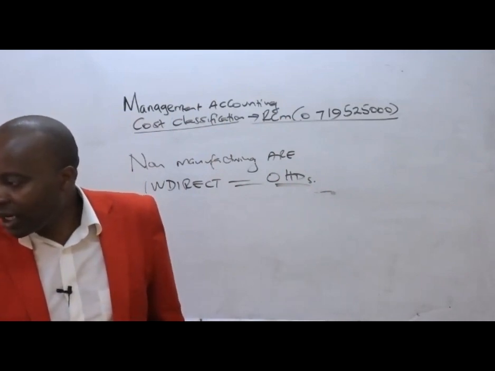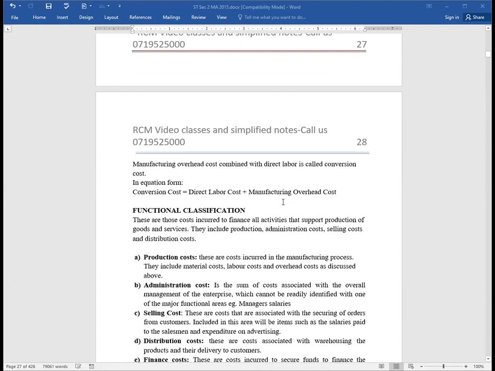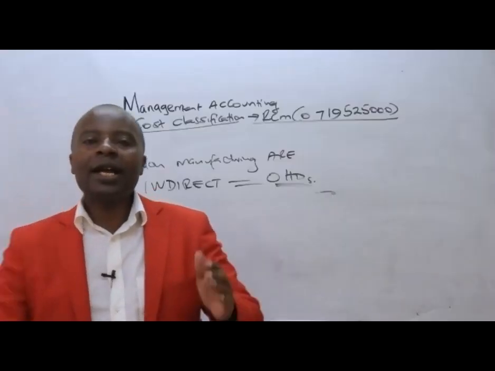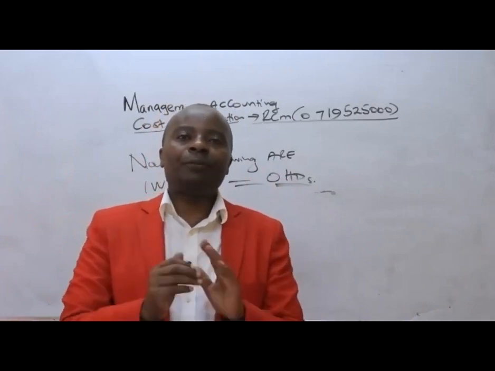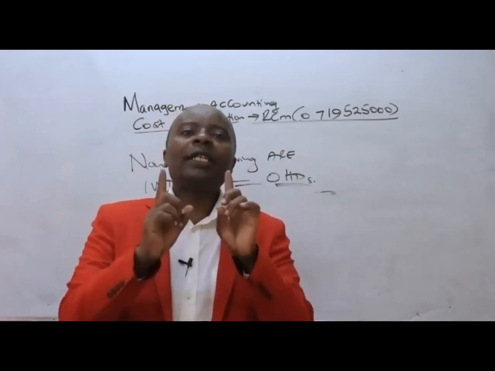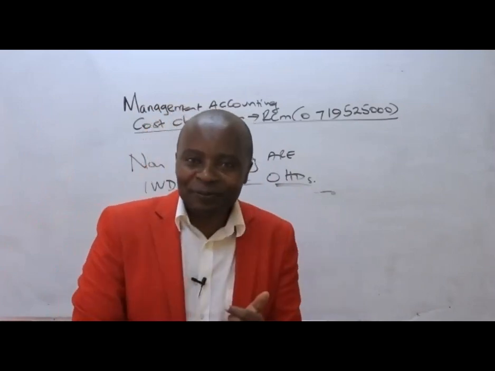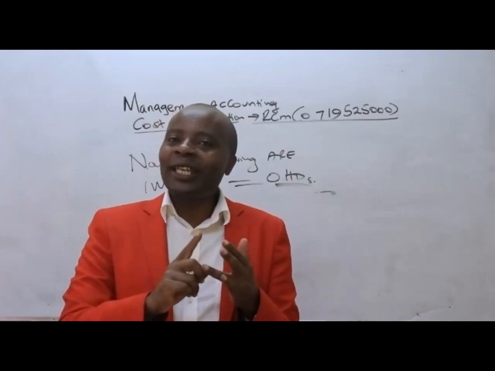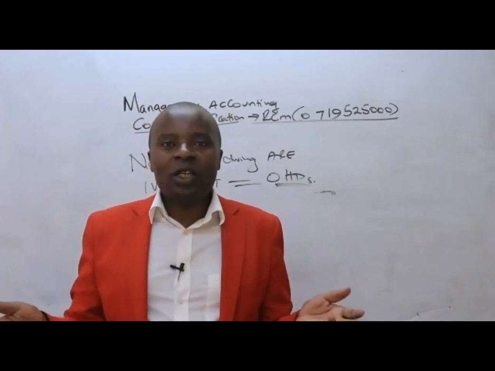Great. Now we go to another classification, which is the functional classification. Under functional classification, we classify our costs in accordance to the various activities or functions that a company does. The major function, of course, is production. We have another function in the name of research and development, an activity which serious firms will always engage in.